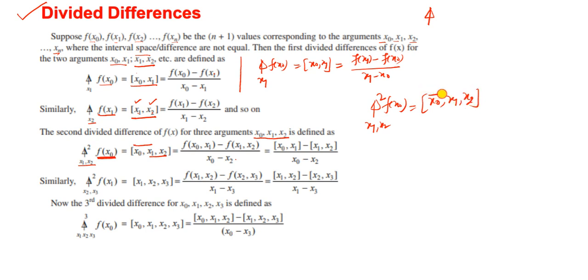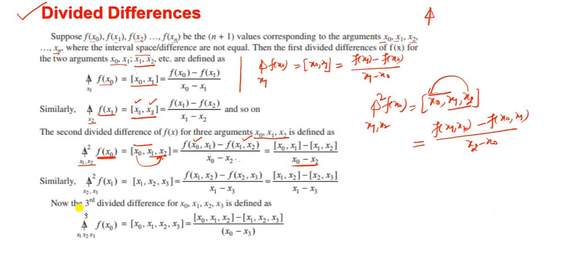Here we generate two pairs: one pair is x0, x1, the second pair is x1, x2. It is also defined as the function of x1, x2 minus the function of x0, x1 upon x2 minus x0. Here it is x0 minus x2, because we write f of x0, x1 minus f of x1, x2, so x0 minus x2 in the denominator, because divided differences are symmetrical in their arguments.